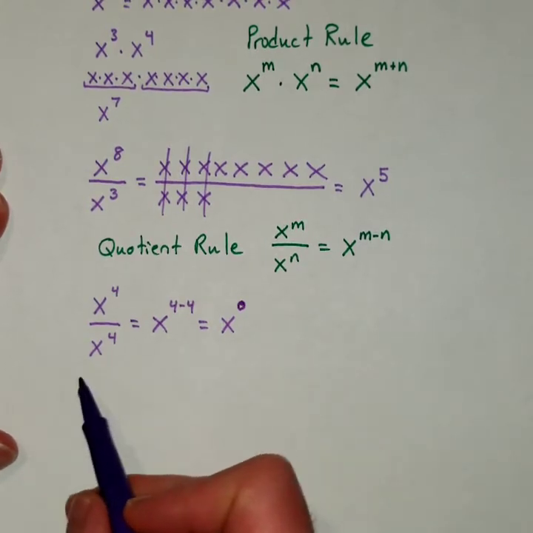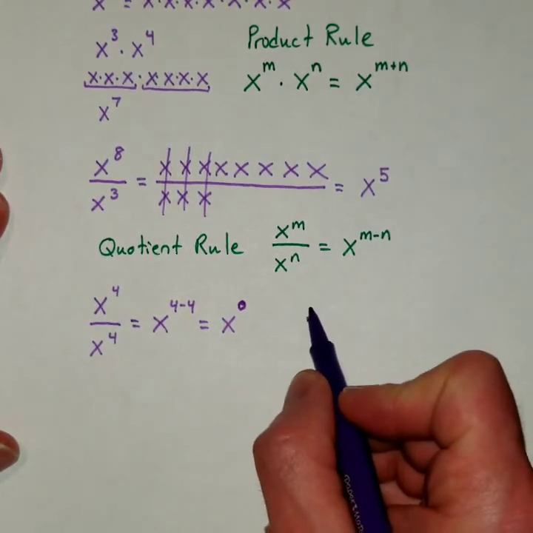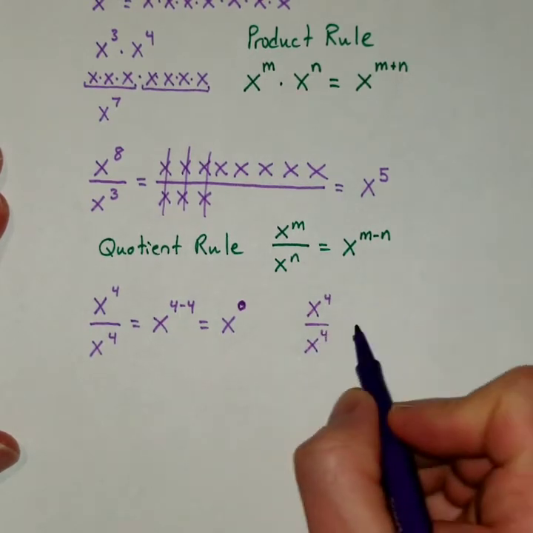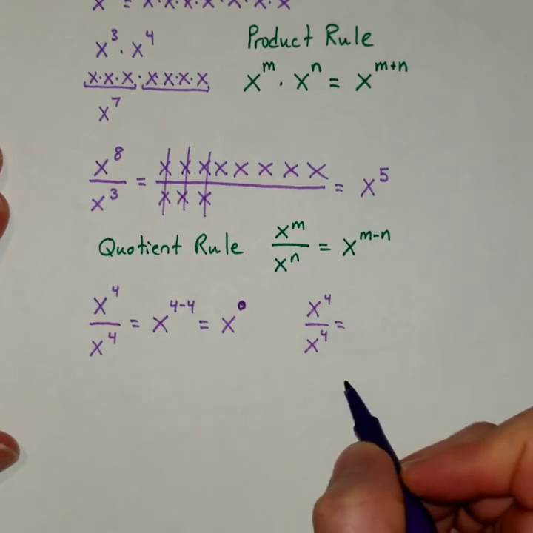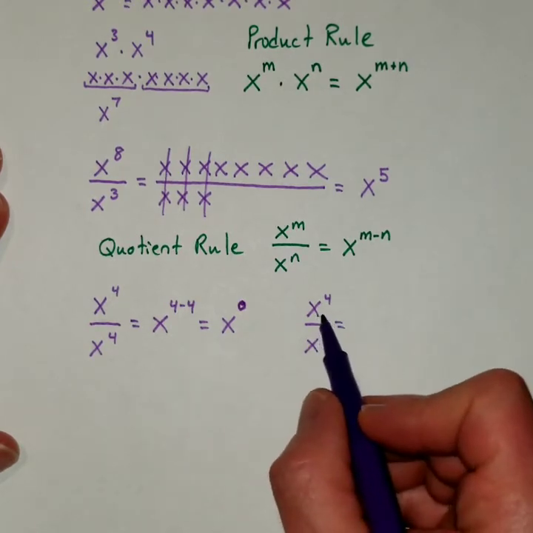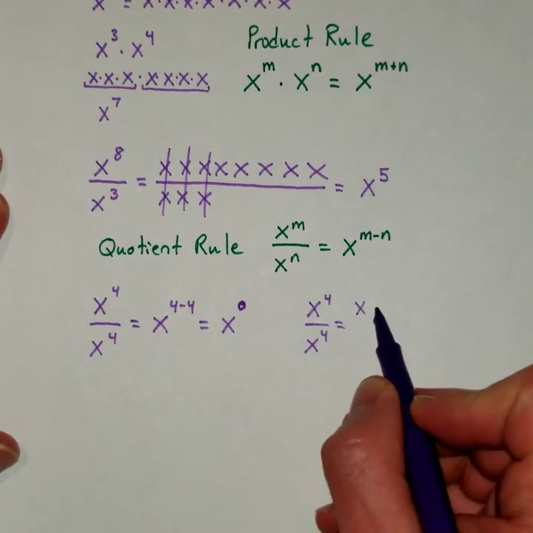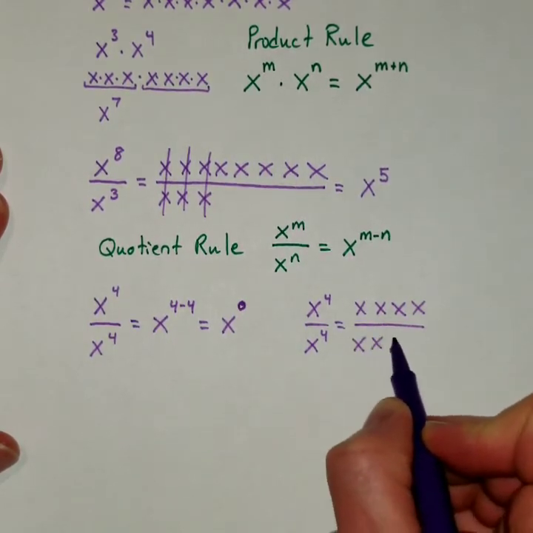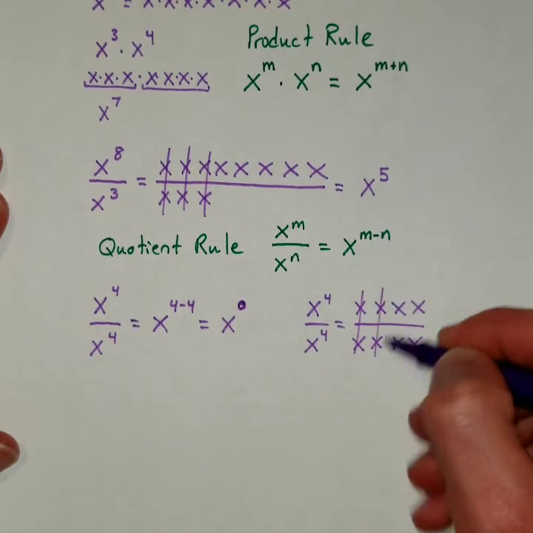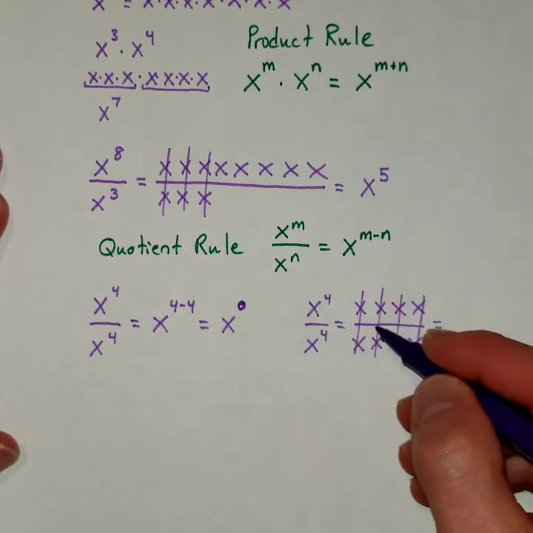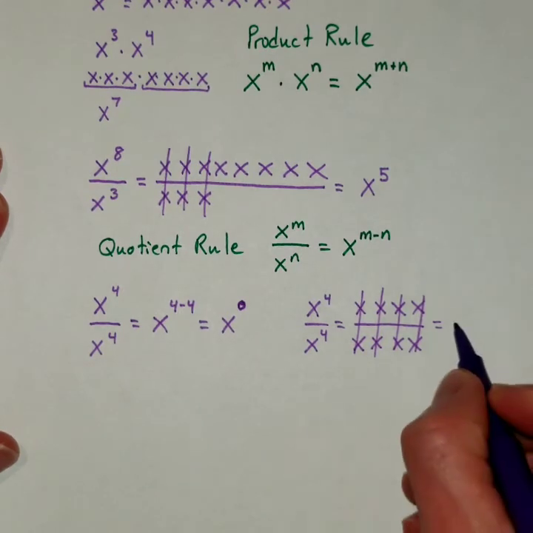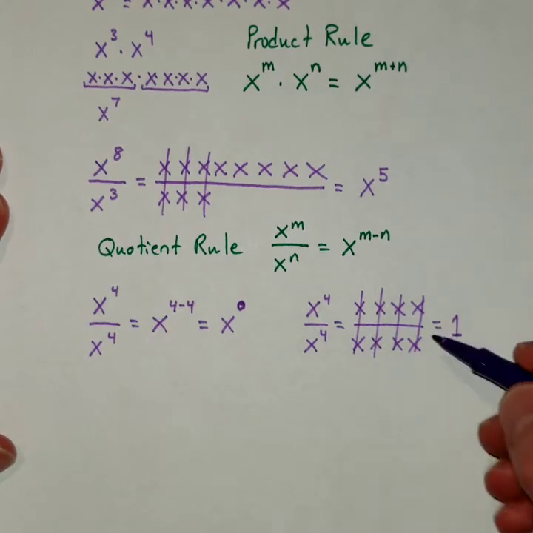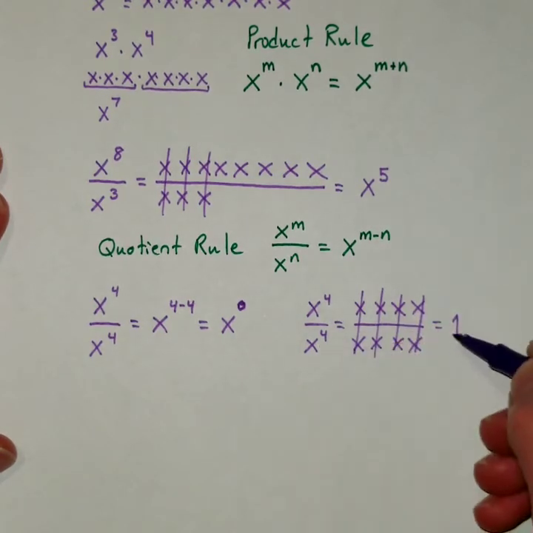Well, let's also approach this another way. Anytime you have something divided by itself, you can cancel those off. You can cancel common factors. In fact, you could see it even more clearly if I write out 4 x's on top, 4 x's on the bottom, and cancel. When you cancel common factors, you end up with 1. If there's nothing left, the answer is 1. Anything divided by itself is equal to 1.